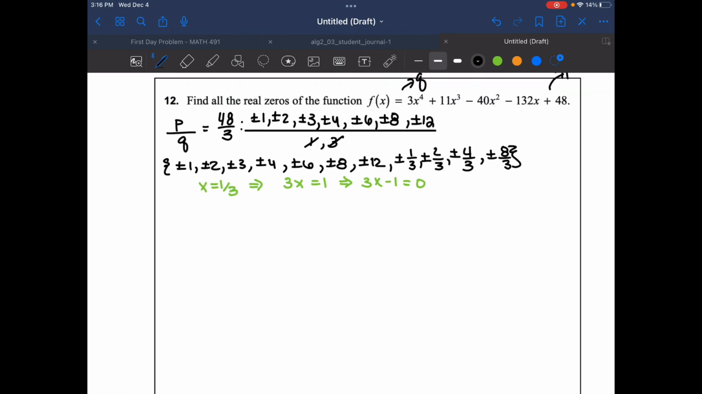Okay? I'm going to go ahead and do some long division for this one. So 3x to the 4th. It can be done with synthetic, but I don't like using fractions within synthetic division. But if you are comfortable with your fractions, please be my guest to try it out. See if you can do it.